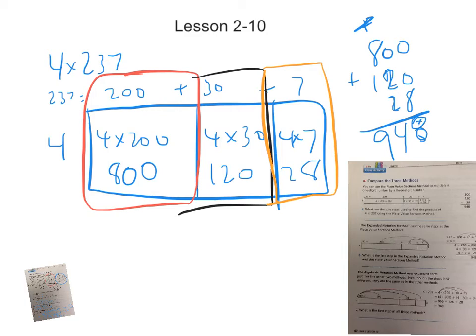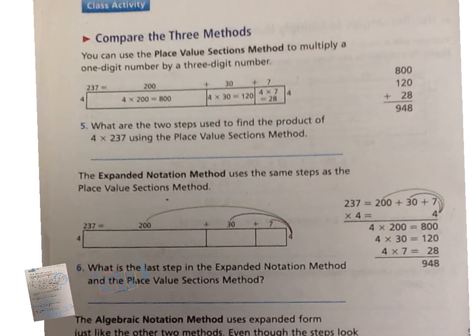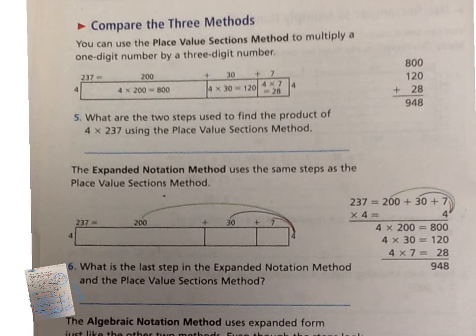So what I want to do now is I want to bring up the next page. It's very similar to what we just did. It is exactly what we just did. So I want you to look at number 5. It says, what are the 2 steps used to find the product of 4 times 237 using the place value sections method? This is the place value section method. Okay?